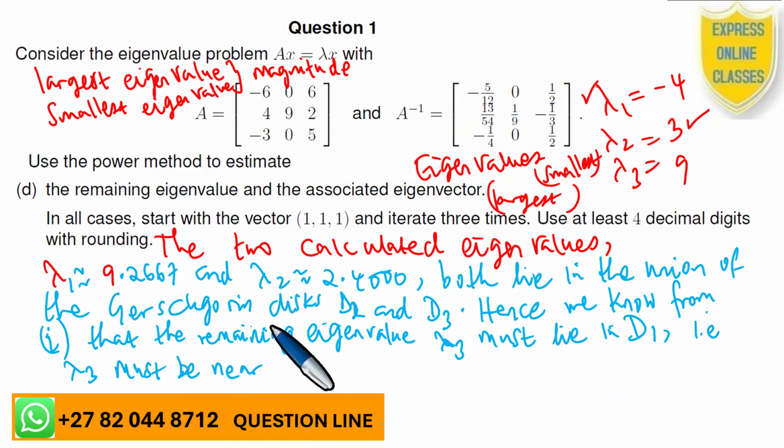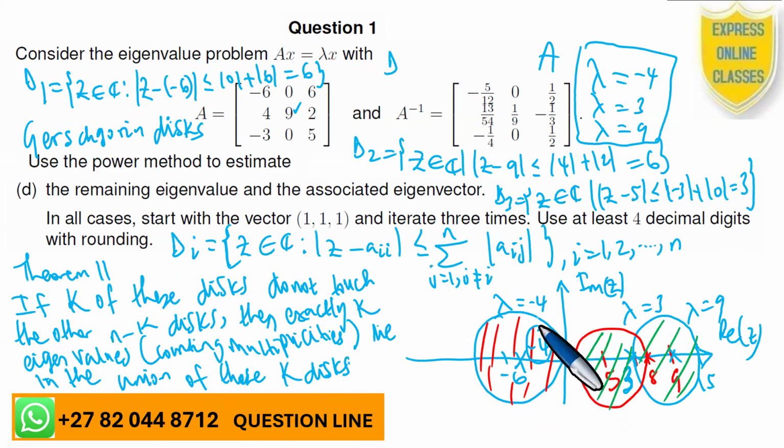To say, hence we know from Roman figure 1 that the remaining eigenvalue lambda 3 must lie in disk 1. Yes, we can see clearly that lambda equals -4 must lie in disk 1, and these are the other two. So we can see -4 lies in disk 1, and lambda equals 3 and lambda equals 9 lie in the other two disks. Okay, so that is sorted.